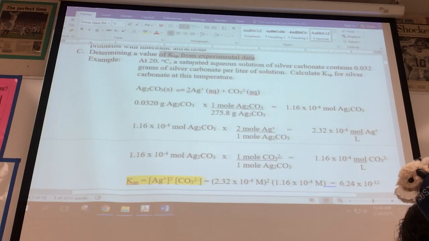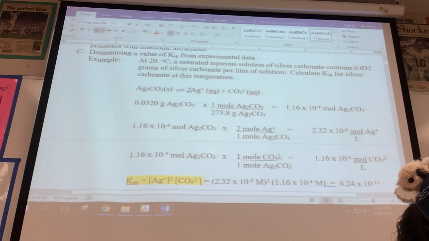It says at 20 degrees Celsius, the saturated aqueous solution of silver carbonate contains 0.032 grams of silver carbonate per liter of solution. Calculate KSP. To calculate KSP, we are going to need to figure out the concentration of silver ion and the concentration of carbonate ion. If we are not given either one, then the concentration of silver ion will be 2 times that of carbonate ion from your stoichiometric coefficients.